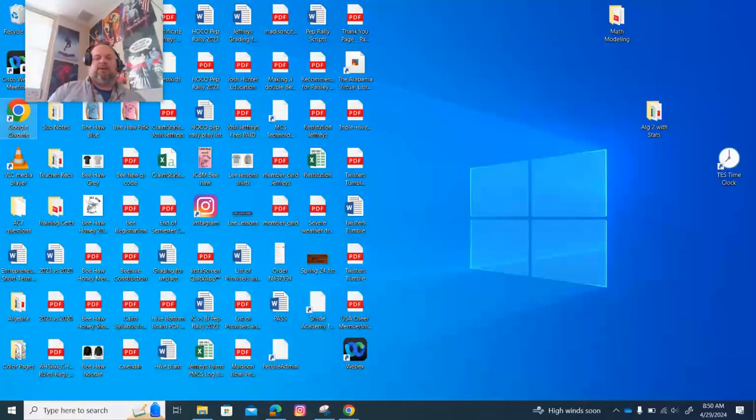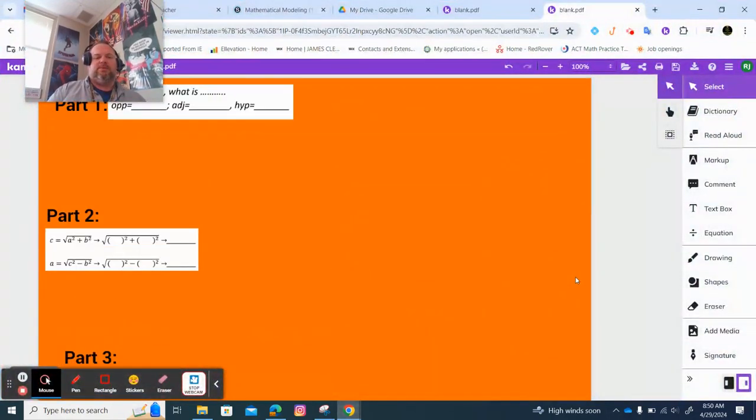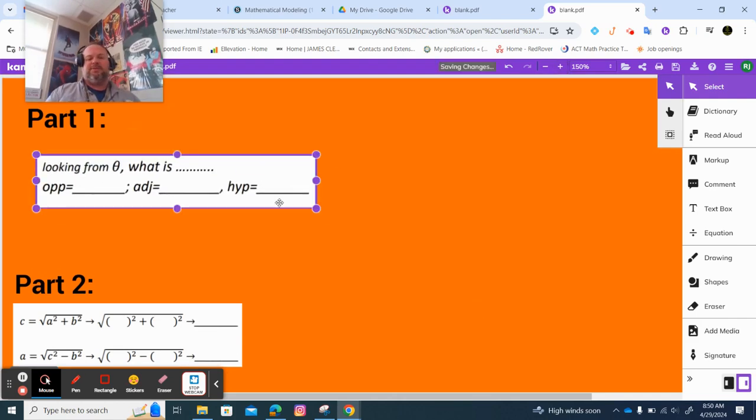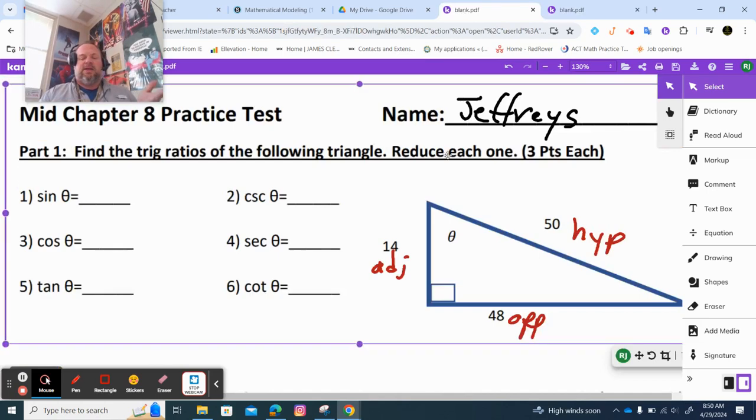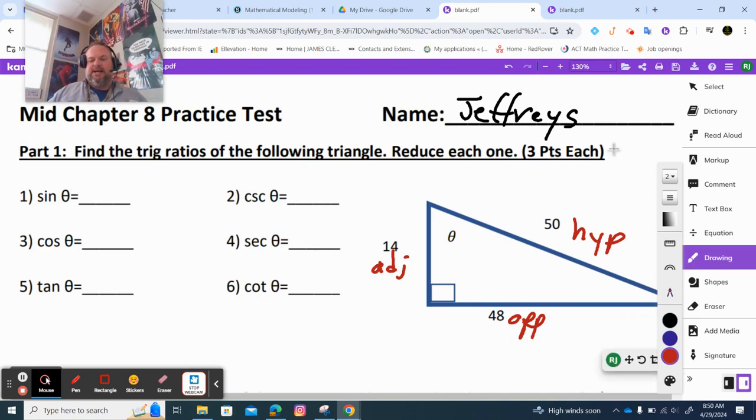All right, so for my orange sheet right here, I already put, from theta, what is the opposite, adjacent, hypotenuse. I went ahead and marked it. Okay, you may want to put the rules. Our sine, this is 48 over 50, which reduces down. Is that 28 or 24 over 25?